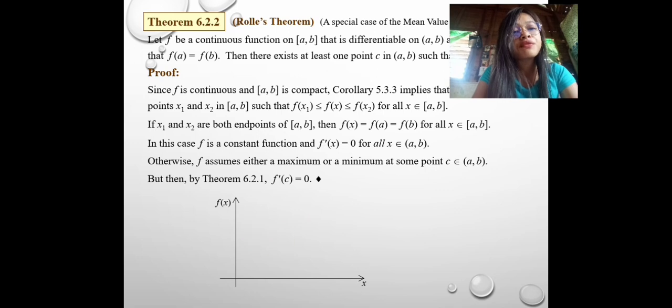This is the graph. And that's the slope. Here is f prime of c equal to 0, f of x, and then f of a equal to f of b, and these are the intervals.